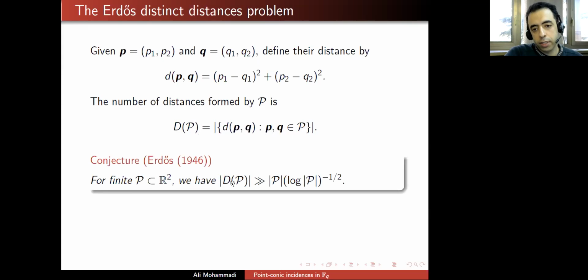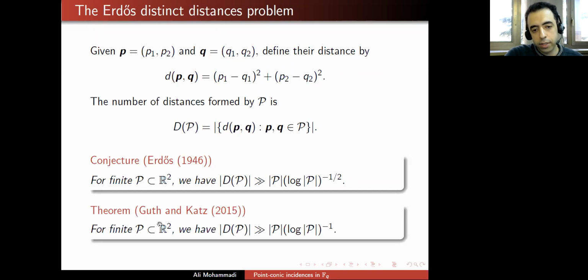Erdős conjectured that it should be essentially linear in the size of P, and he actually gave an upper bound of this order. So this should be basically the conjecture. And using polynomial methods, Guth and Katz essentially resolved the conjecture, but there is still a gap in the logarithmic factor.